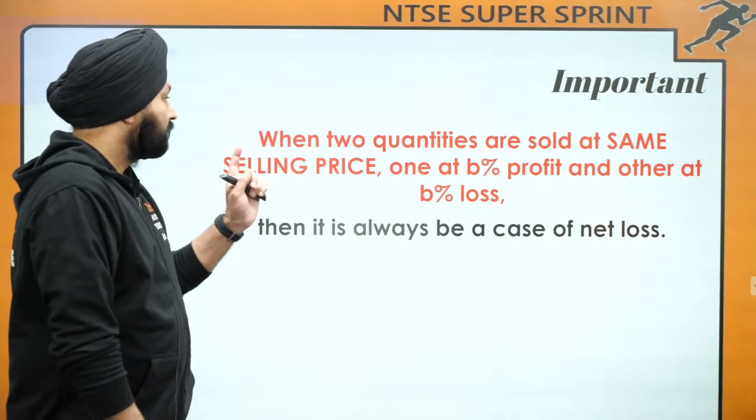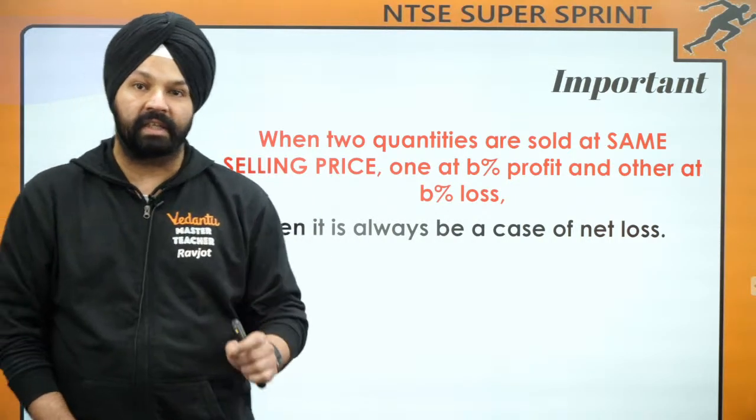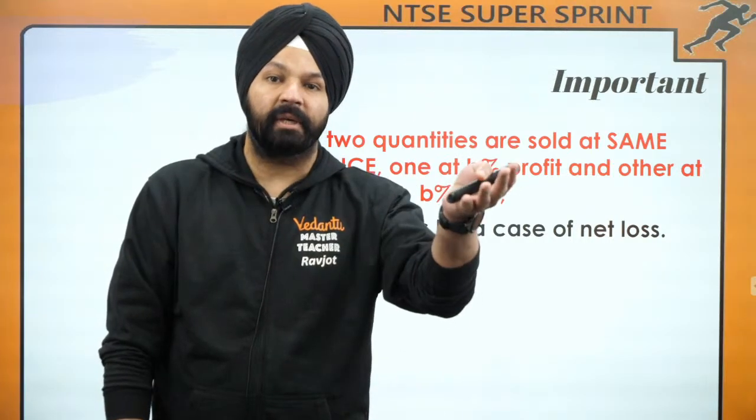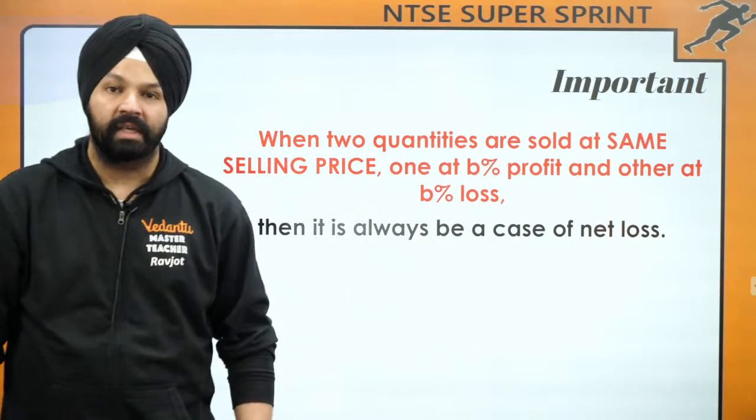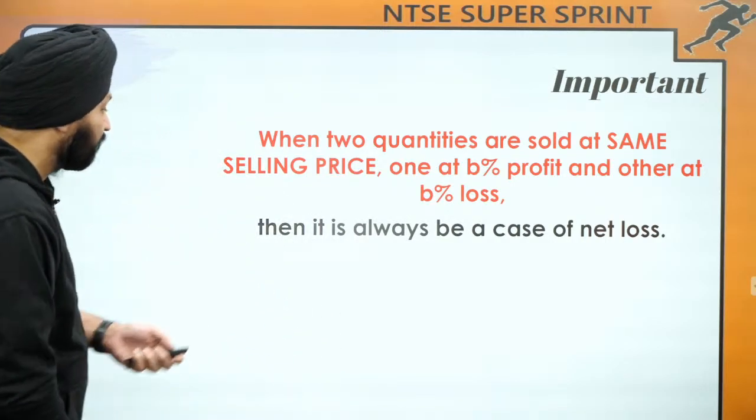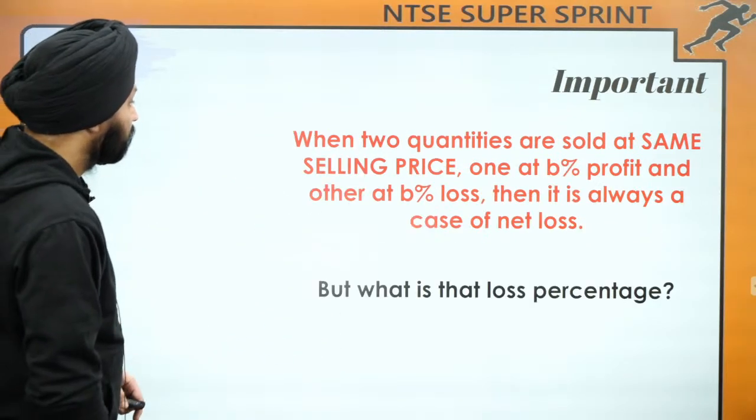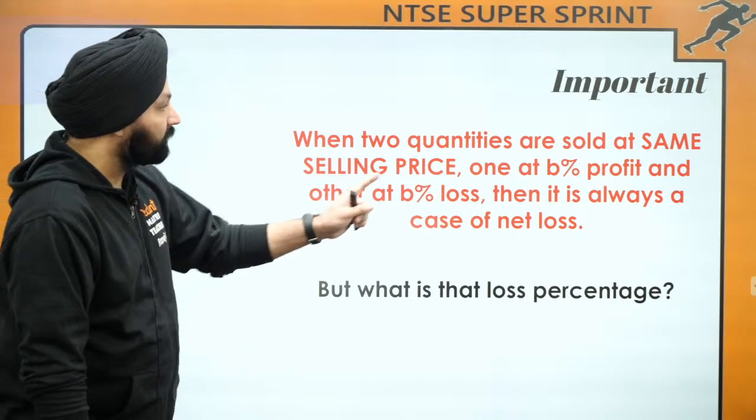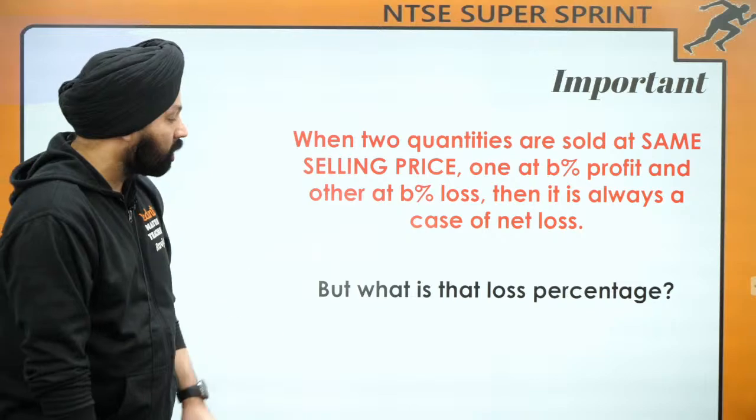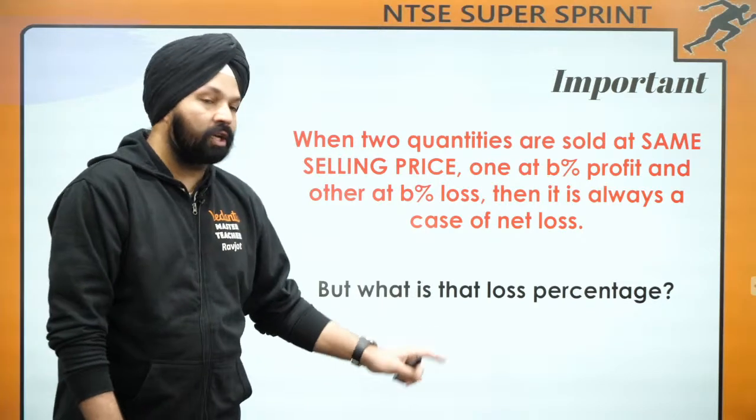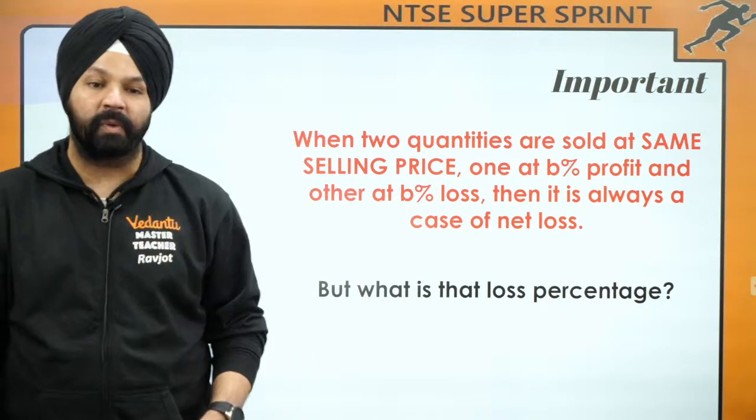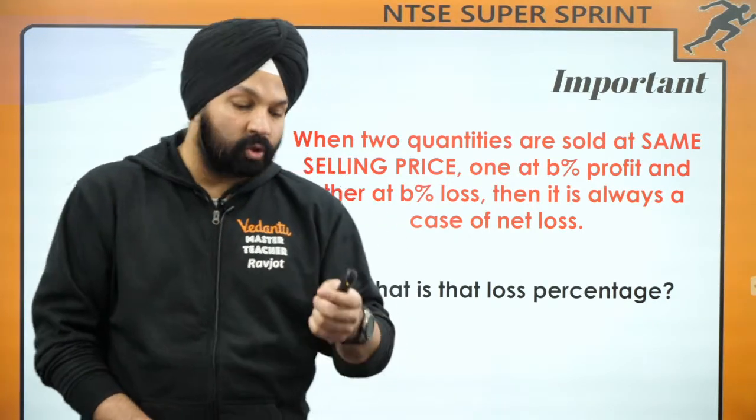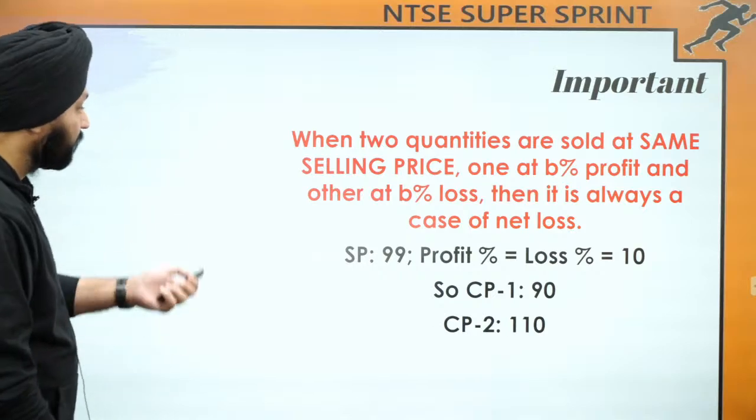Now I was telling you that when two quantities are sold at the same selling price, and you are incurring the same percentage of profit and the same percent of loss, then it is a case of loss. So let's look at this quickly. So when two quantities are sold at the same selling price, one at B% profit and another at B% loss, then what is the loss percentage? This question comes in your paper: what is the loss percentage? How much loss did you incur?